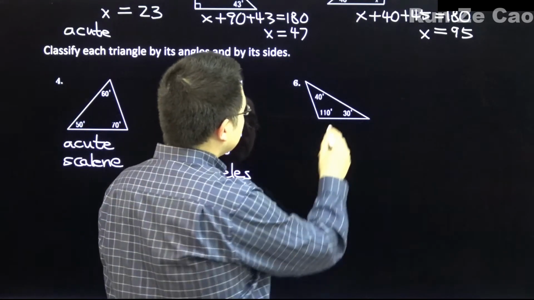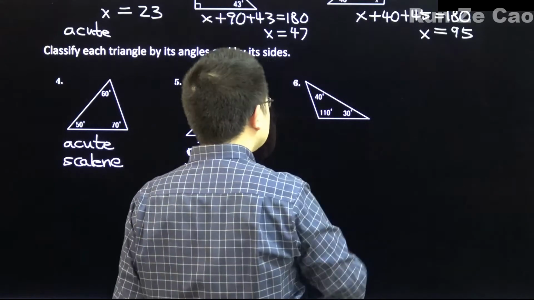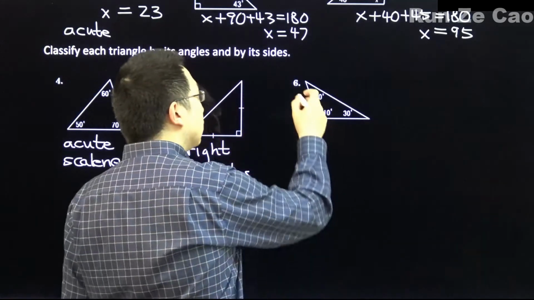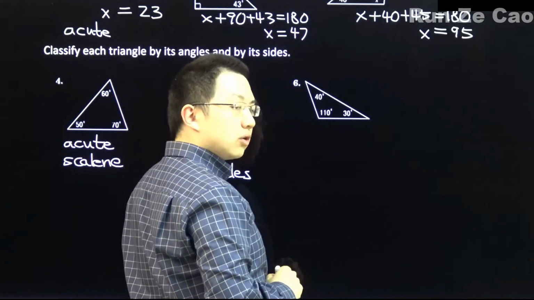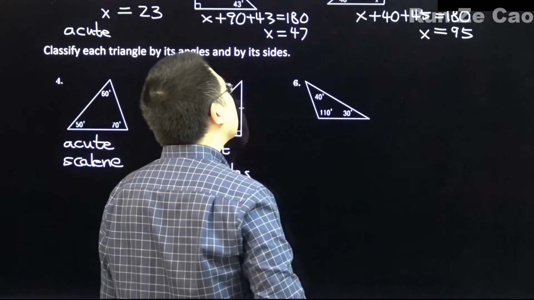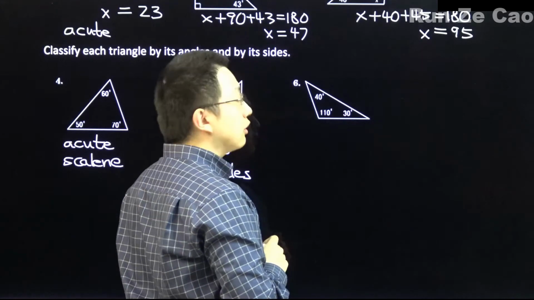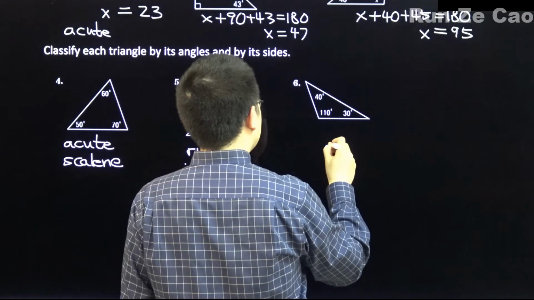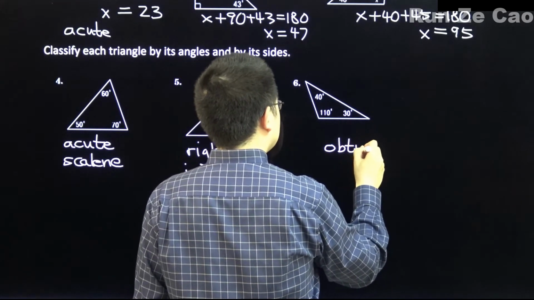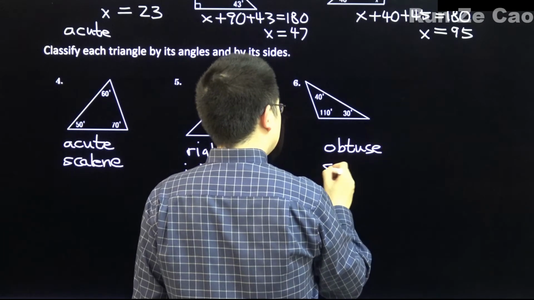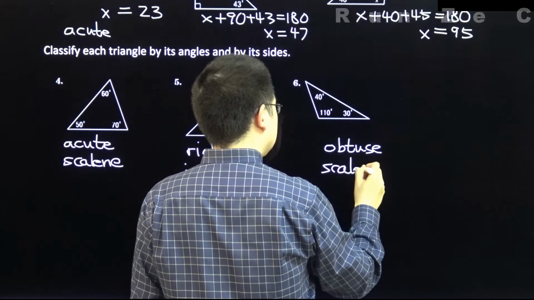Here we have 30 degrees, 40 degrees, and 110 degrees. So there are no equal angles, therefore there are no equal sides. This is scalene, but we have one angle that is greater than 90, therefore this is obtuse. Scalene.